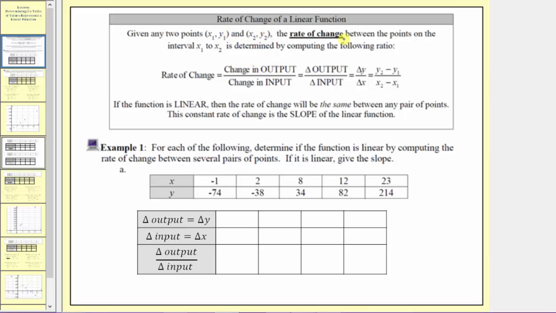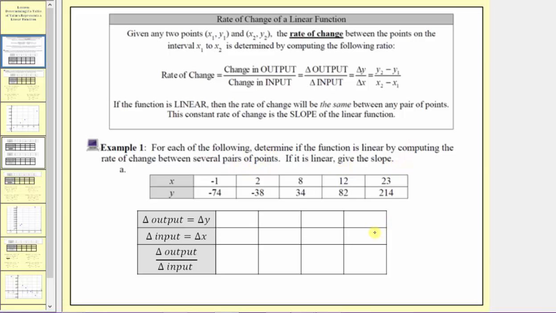Now that we know how to find the rate of change between 2 points, if a function is linear, then the rate of change will be the same between any pair of points. This constant rate of change is the slope of a linear function. So looking at example 1, we're asked to determine if the function given by the table is linear by computing the rate of change between several pairs of points. If it is linear, give the slope.